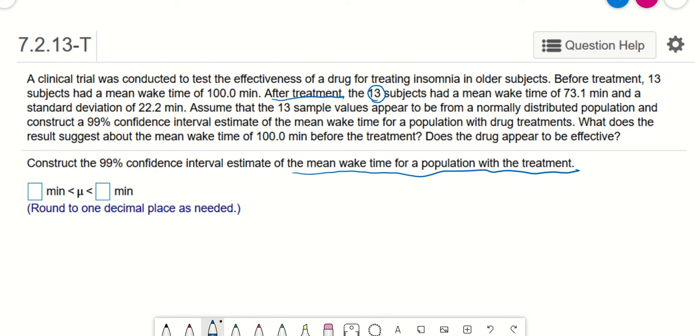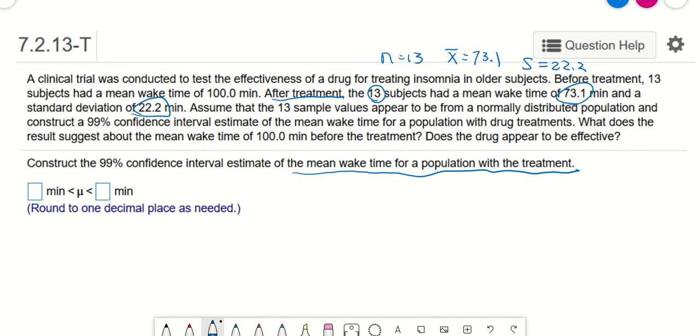13 subjects, this is our n, right? And it has a mean wake time of 73.1. So our sample mean is 73.1, and a standard deviation of 22.2. This 22.2 will be the sample standard deviation, which is s.